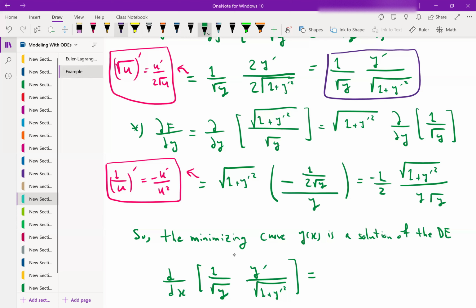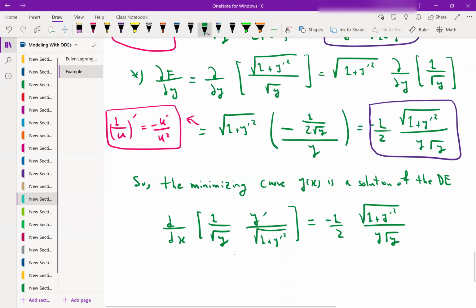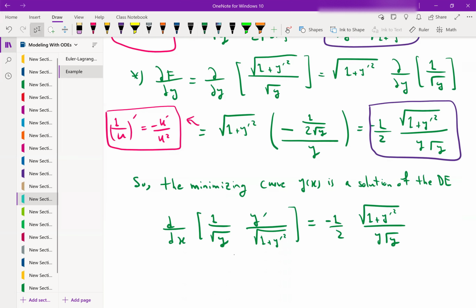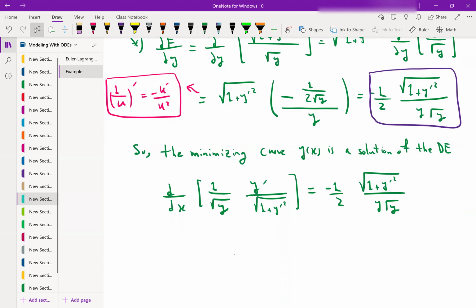Where is partial f partial y? I have it here. This is the Euler-Lagrange equation. Negative 1/2 times the square root of 1 plus y prime squared divided by y square root of y. This is your differential equation. The unknown is y as a function of x. Of course, you can leave it like this, but I'm going to simplify it. I want to take the derivative that we have on the left. Ultimately, we get an ODE that looks much simpler than what you see here.